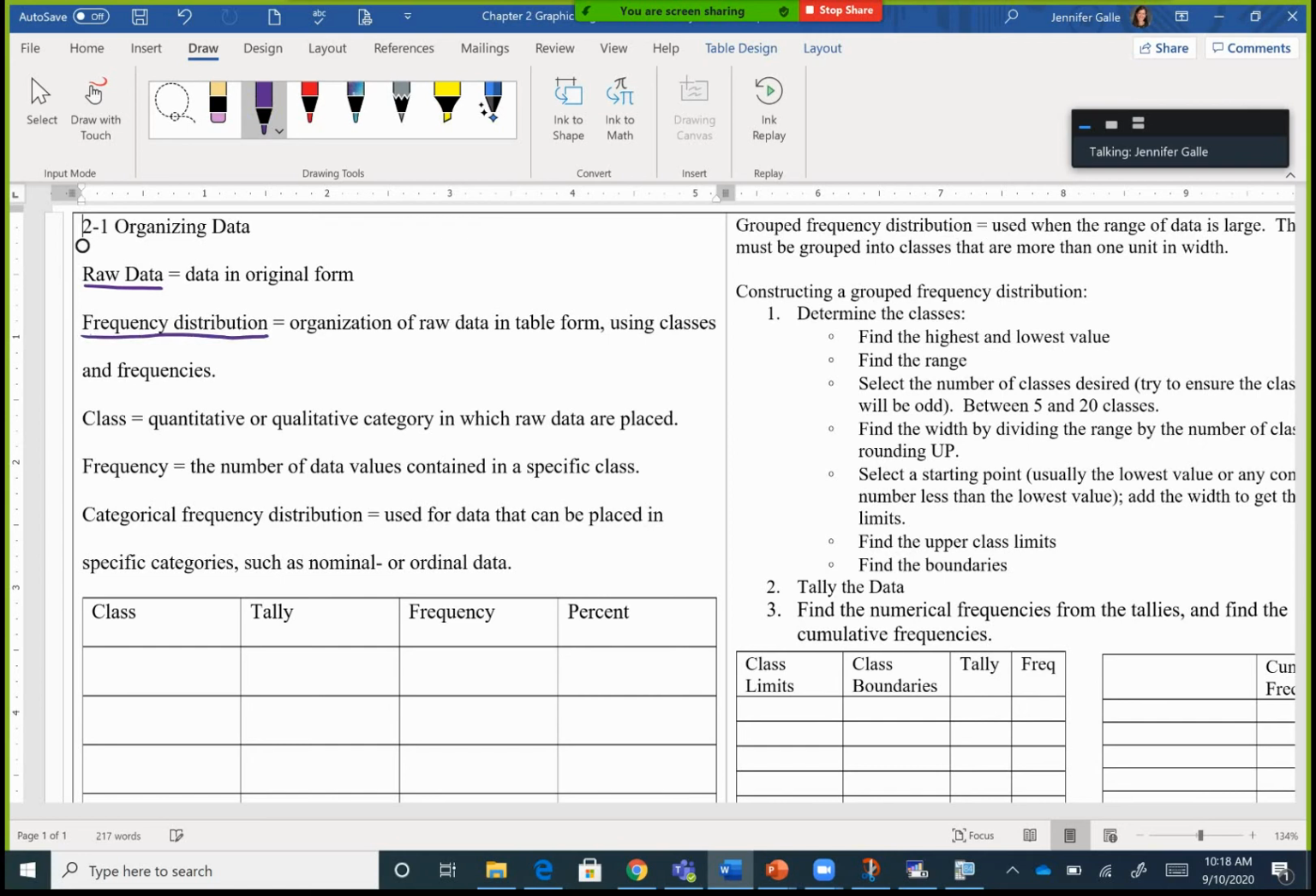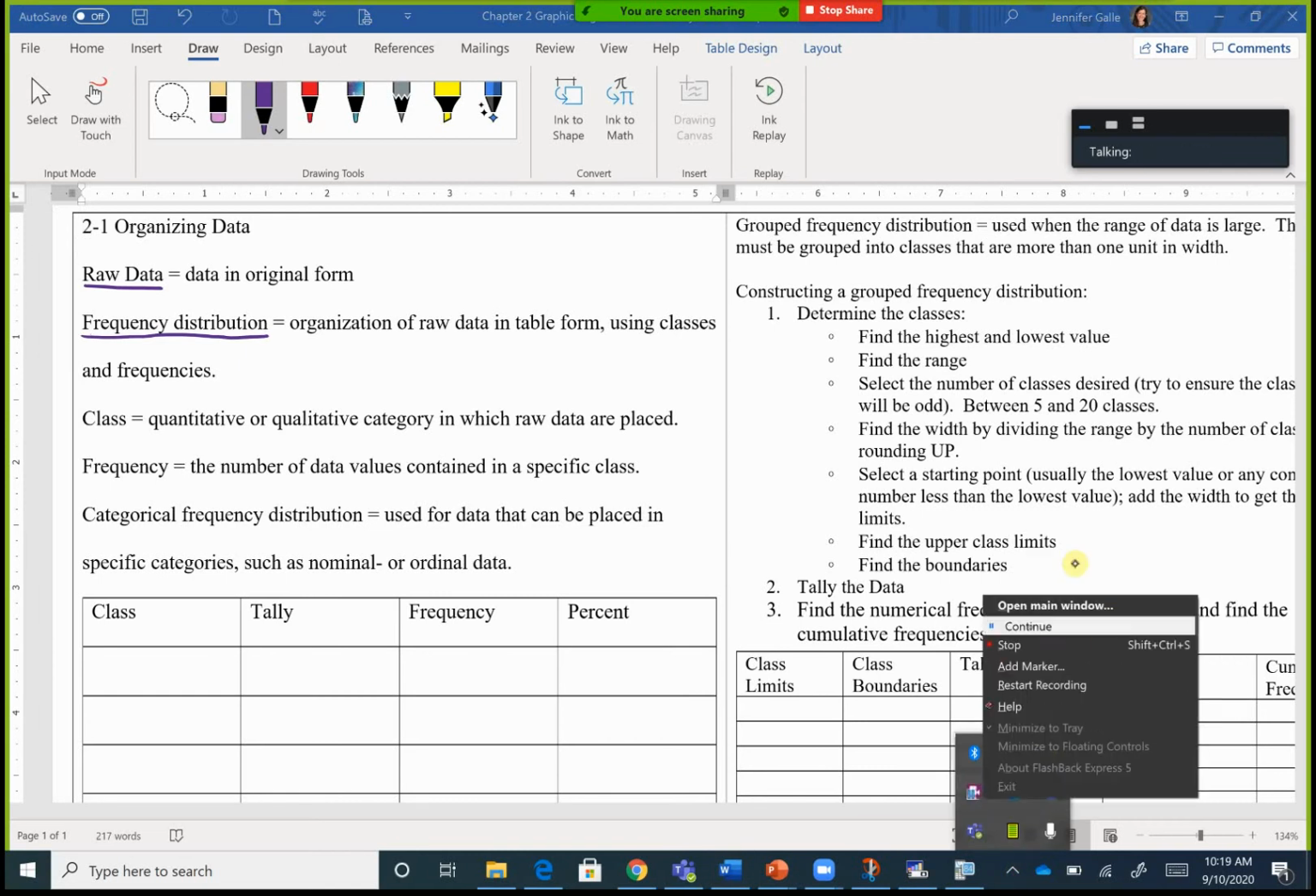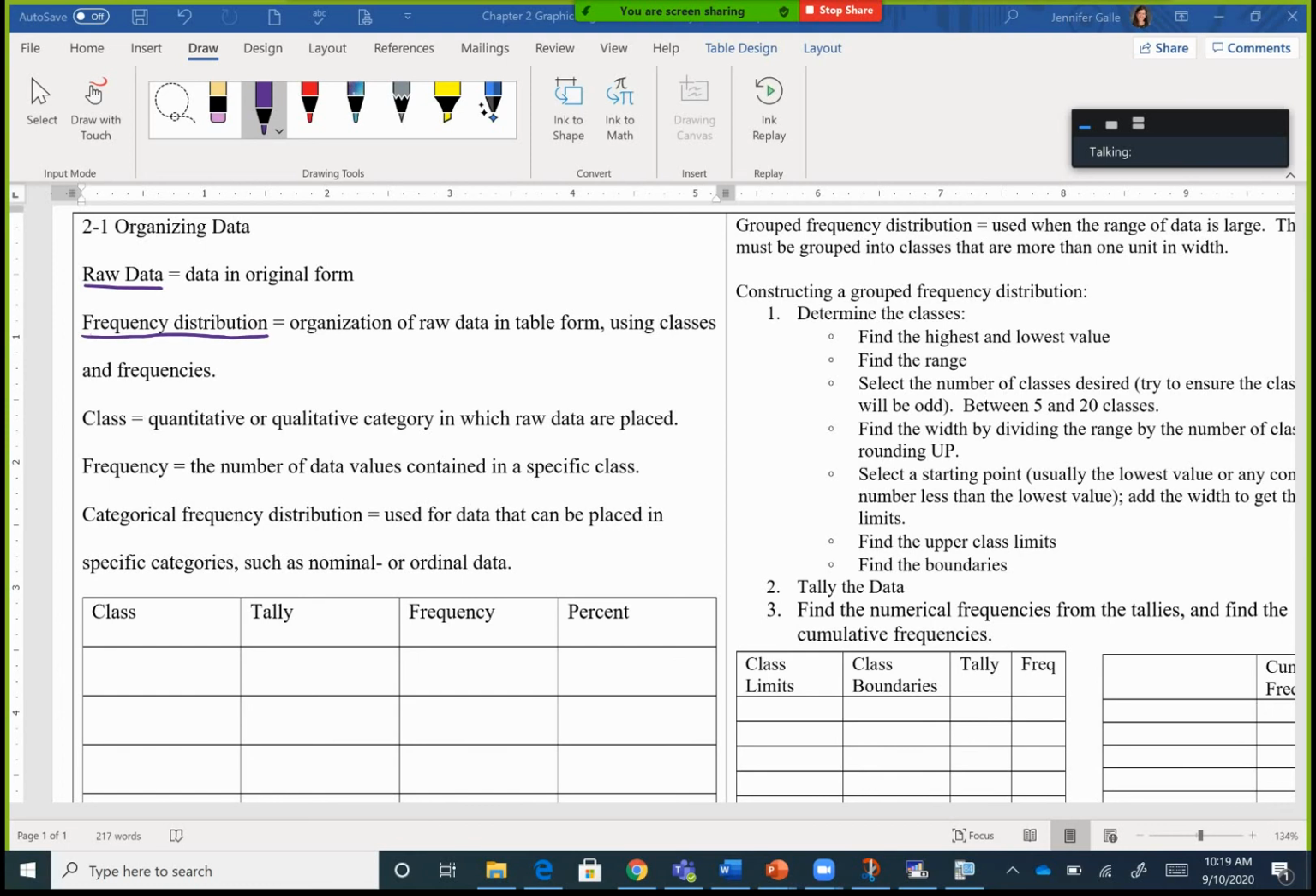Your frequency distribution. We're going to be making a couple of those today. It's how we're going to organize our raw data. It will be in a table. And we use what are called classes and frequencies. So if a frequency distribution uses classes and frequencies, we better talk about what those things actually are, right?